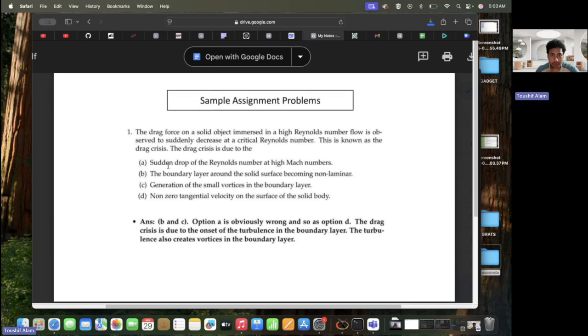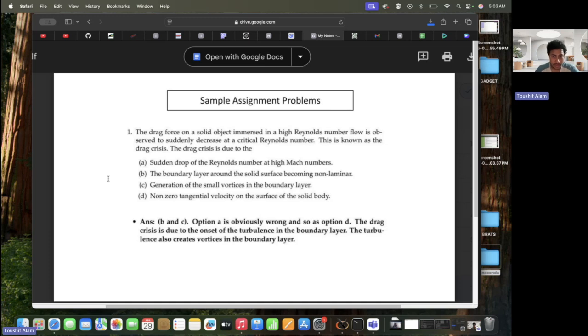A drag force on a solid object immersed in a high Reynolds number flow is observed to suddenly decrease at a critical Reynolds number. This is known as the drag crisis. The drag crisis is due to: the sudden drop of the Reynolds number at high Mach numbers, the boundary layer around the solid surface becoming non-laminar, generation of small vortices in the boundary layer, non-zero tangential velocity on the surface of the solid body.